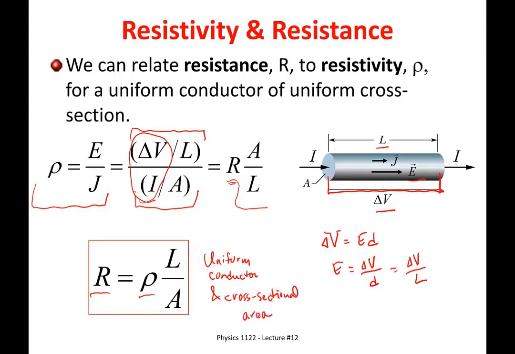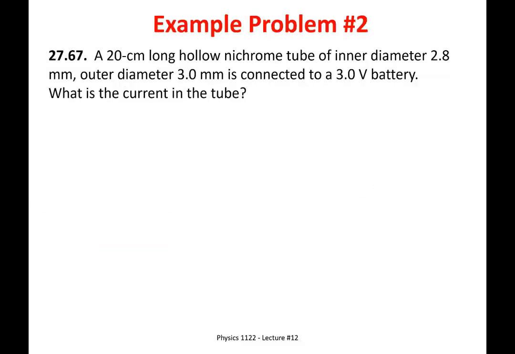But for us, that's quite good. So we will only deal with conductors of uniform composition and cross-sectional area. So this formula will work well for us to relate resistivity to resistance. Okay, so we'll try an example with this new definition.